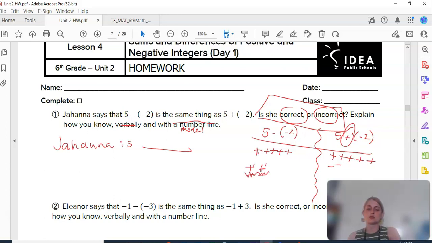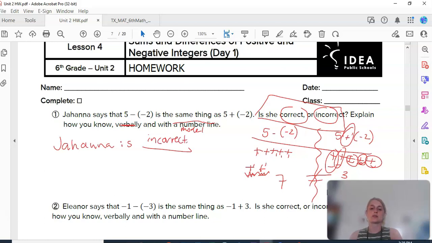This gives me 1, 2, 3, 4, 5, 6, 7. This gives me, poof, poof, 1, 2, 3. 7 is not the same as 3, so Johanna is incorrect.